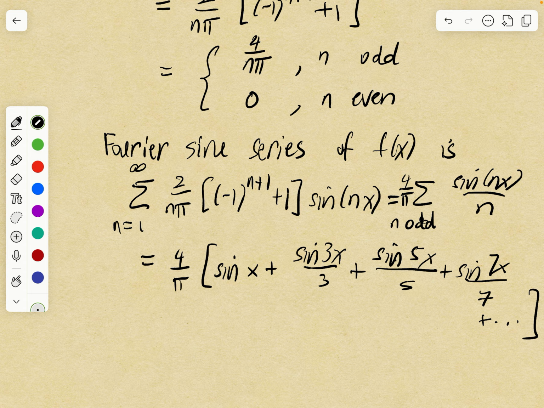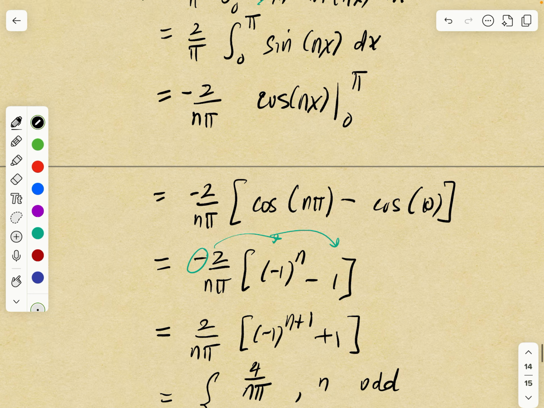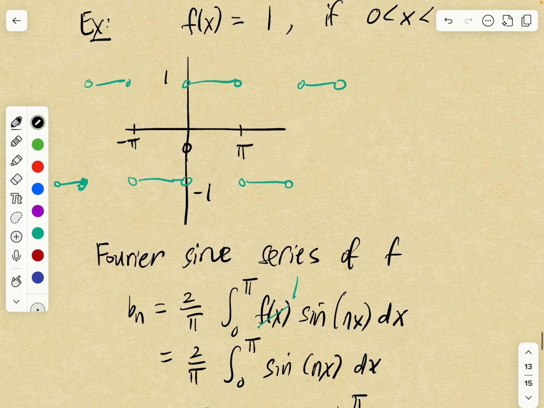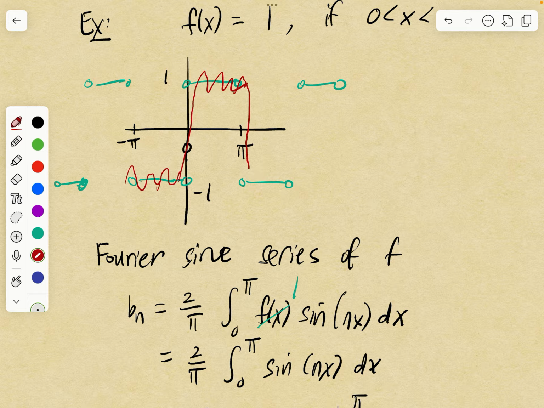And if you graph this, you'll see that the graph is squiggly, but as you increase the number of terms, it will look something like this. It looks like this.